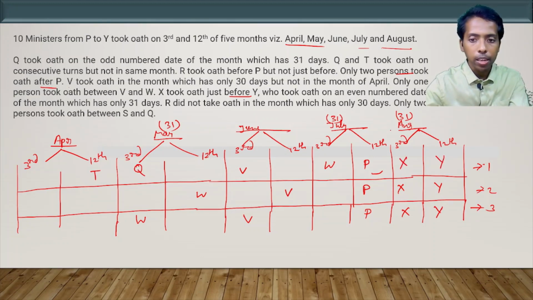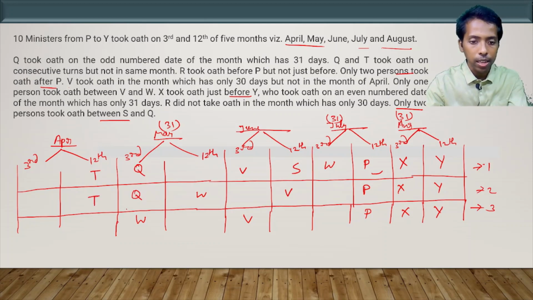Now what it's saying, at the last statement, only two persons took oath between S and Q. So at the left hand side, not possible of the table. That is in case 1 I am talking about. So 1, 2, this is it. Okay. In the second case, where is Q? Q can come only here in this place, right?